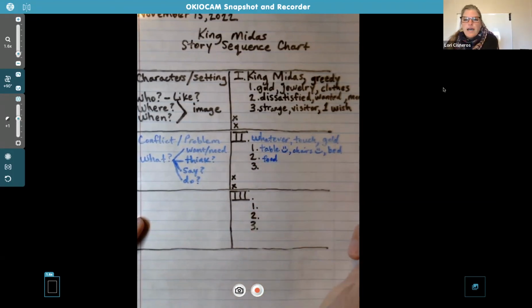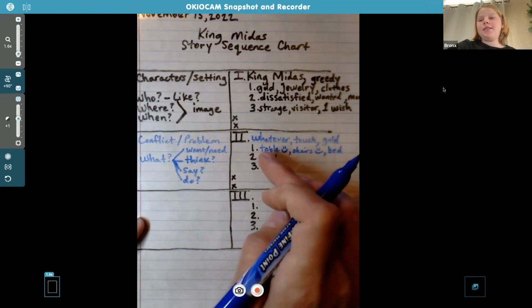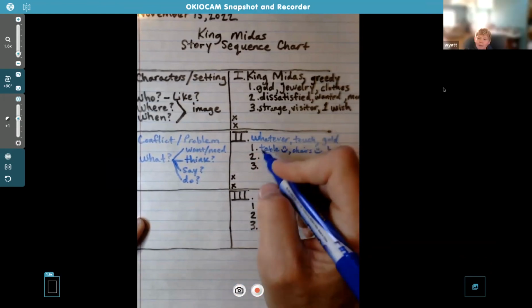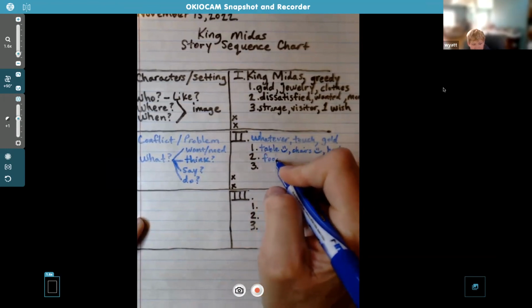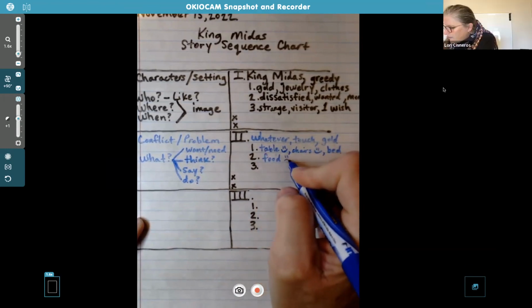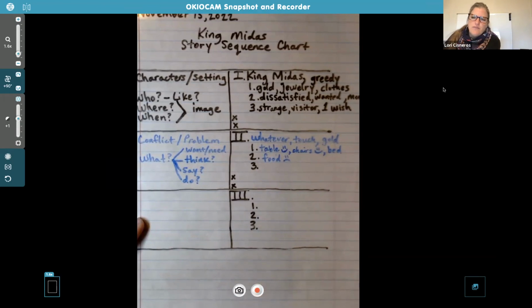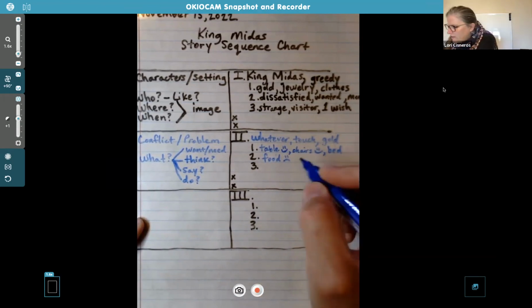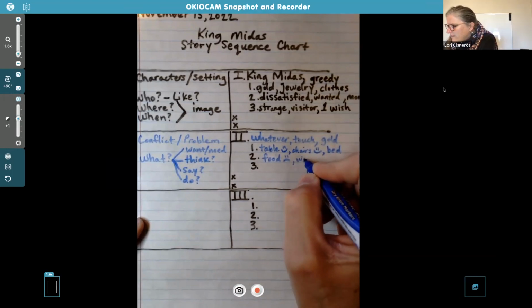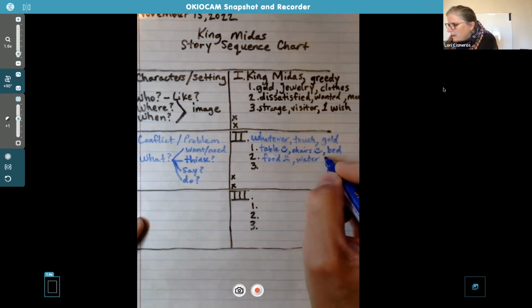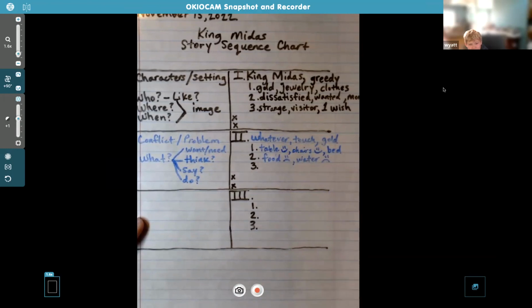Do you think he was happy when his food turned to gold? Probably not. He probably grabbed it and then just took a bite out of it. So I'm going to put a sad face here because I don't think he liked having his food turn to gold because he couldn't eat it. And then remember the water also turned to gold, and he was not too happy about that.